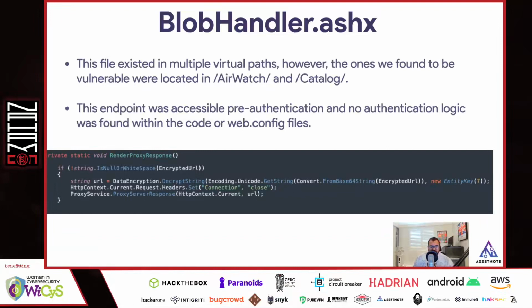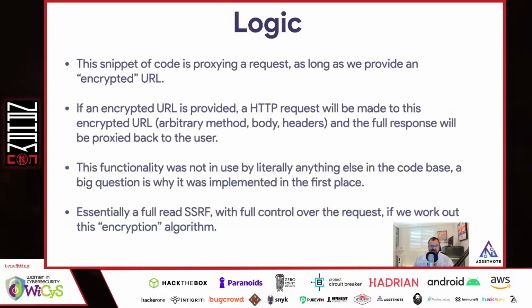This was incredibly interesting to us. The first question we had was, how can we generate our own encrypted URLs? So the logic was essentially, as long as we provided an encrypted URL, an HTTP request would be made to this encrypted URL. You could control the method, the body, the headers, and the full response would be proxied back to the user. This functionality was not in use by literally anything else in the code base, and it was a big question why it was implemented in the first place. Essentially, it's a full read SSRF with full control over the request if we work out this encryption algorithm.